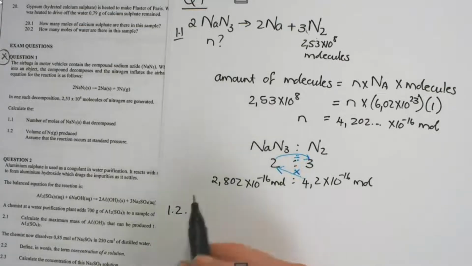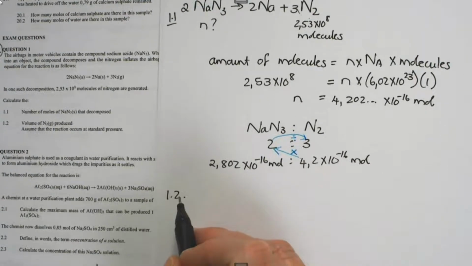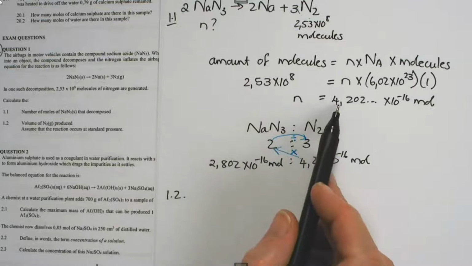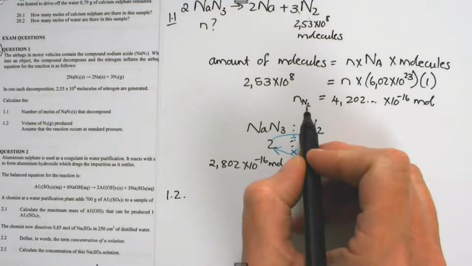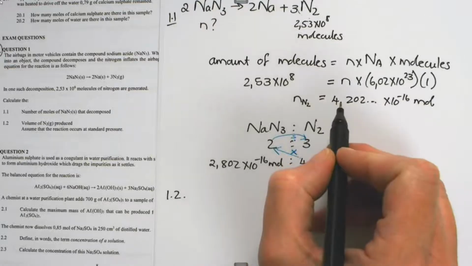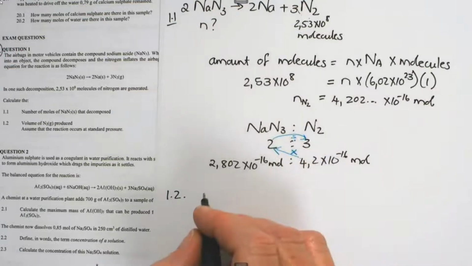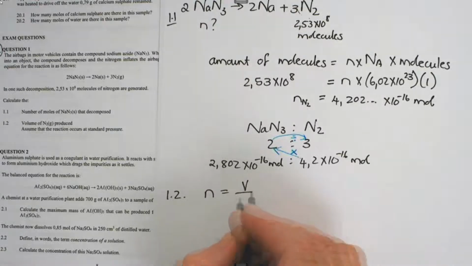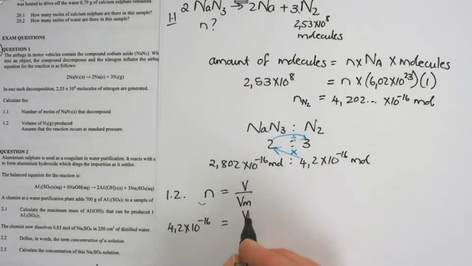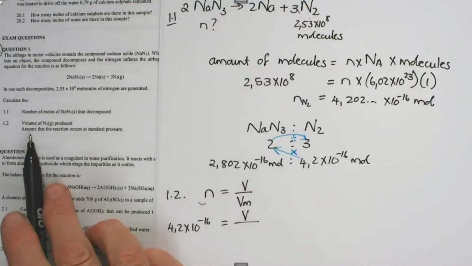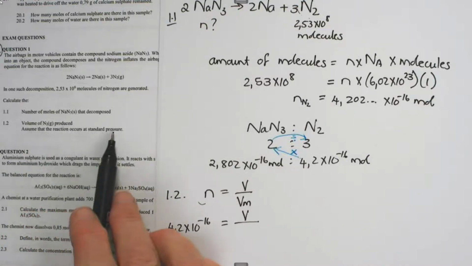Okay, now number 1.2, they asked the volume of N2 produced. Now N2, I've already calculated the amount of mole of N2. Just put it in there, then I don't have to wonder. That is the amount of N2. So I can just say n equals V over Vm. I do have the mole, 4,2 times 10 to the negative 16. I don't have the volume, but they say assume that the reaction occurs at standard pressure.